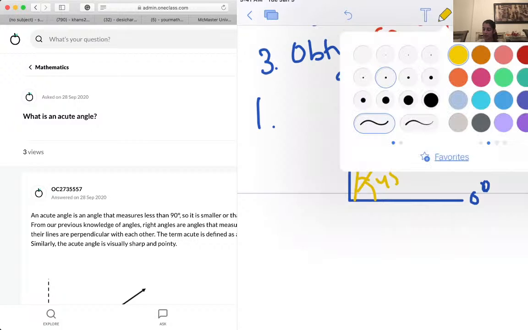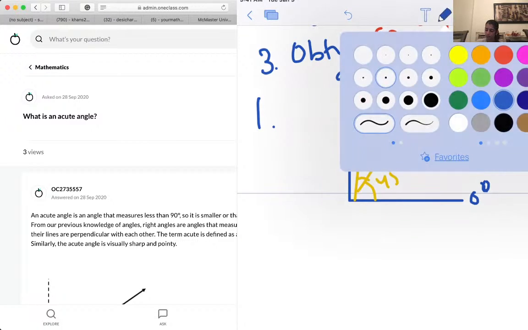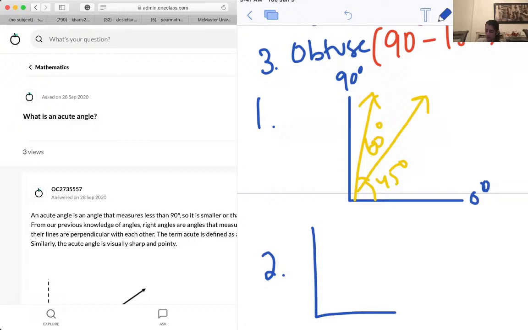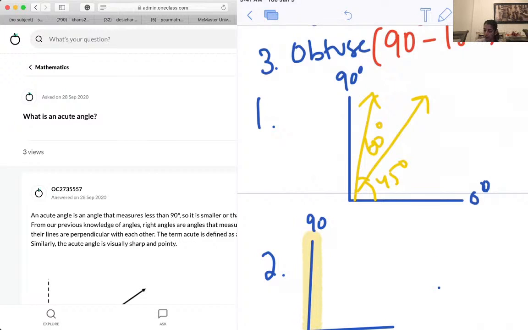A right angle is exactly at 90 degrees. So that would be this right there. And usually they have a little box over here that basically just says that it's a right angle.